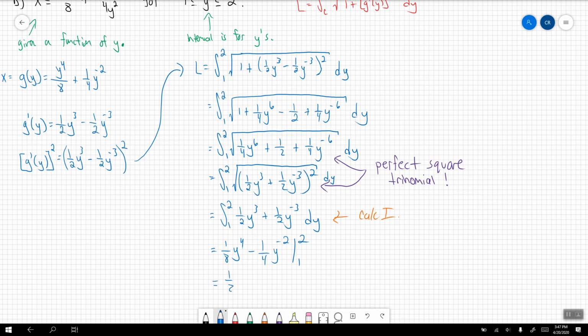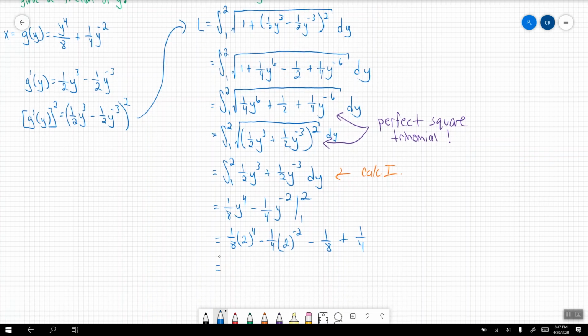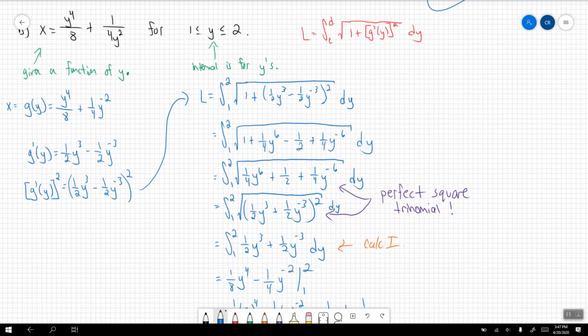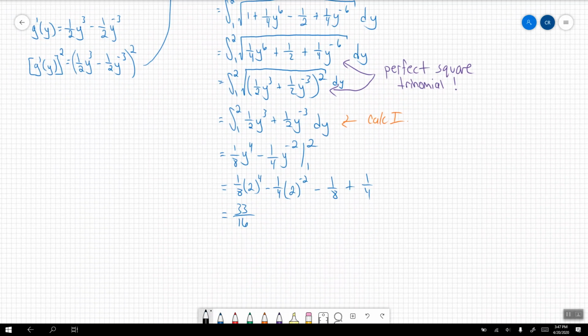So evaluating this, that's 1/8 multiplied by 2 to the power of 4 minus 1/4 multiplied by 2 to the power of -2, and then minus 1/8 plus 1/4. We should be able to get a value of 33/16. Really nice, really awesome. Great. Now that we have this, we have more to talk about when we're looking at arc length. There's going to be a different problem here.